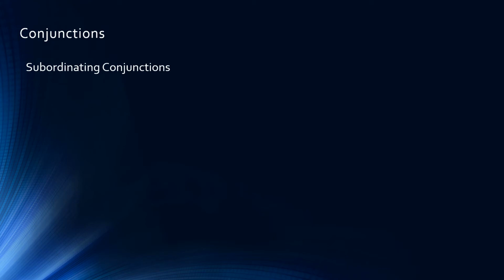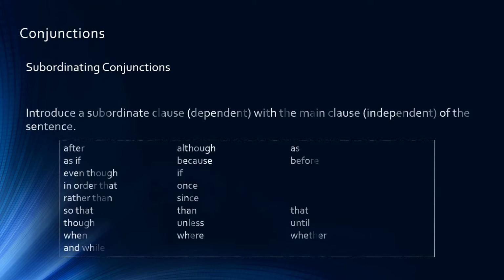The third type of conjunction is subordinating conjunctions. We want to introduce a subordinate clause with the main clause of the sentence. So subordinating conjunctions are seen in the list here: after, as if, even though, in order that, rather than, so that, though, when, and while, although, because, if, once, since, than, unless, where, as, before, that, until, and whether.